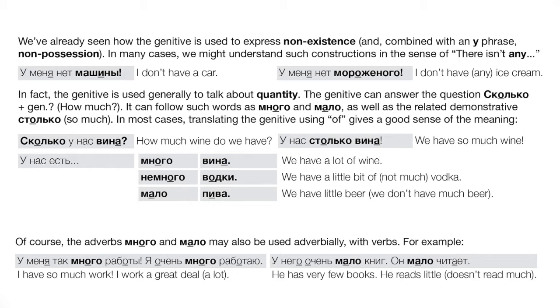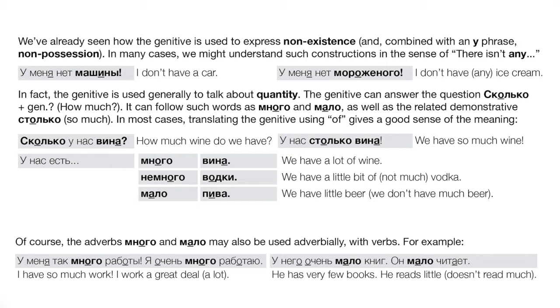Now, if we extend that idea to any other expression of quantity, we get the same genitive usage. Сколько у нас вина? How much of wine do we have? Here in English, we normally don't use "of". We say how much wine. But again, if we do throw in an "of", it makes the Russian, I think, that much more obvious. How much of wine? Сколько вина у нас?